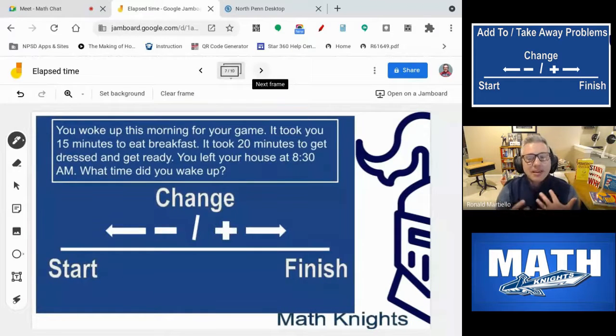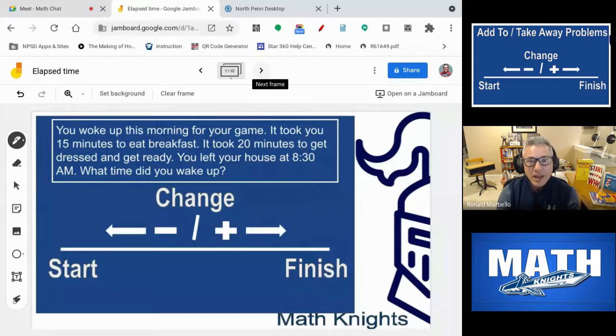Finally, they may be presented with this problem, and we're not trying to find the finish and we're not trying to find the change. We're trying to find the start number. You woke up this morning for your game. It took you 15 minutes to eat breakfast. It took 20 minutes to get dressed and get ready. You left your house at 8:30 a.m.